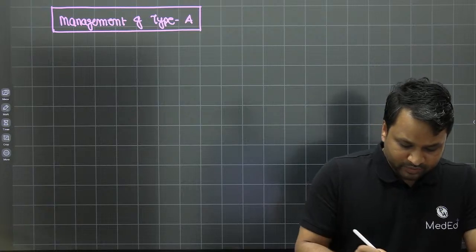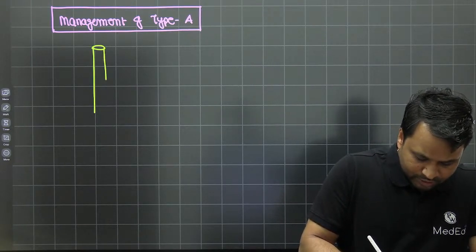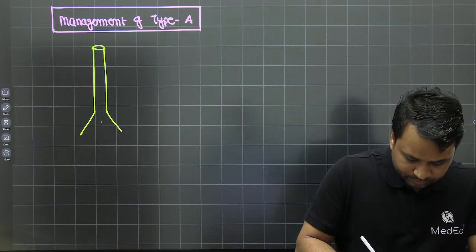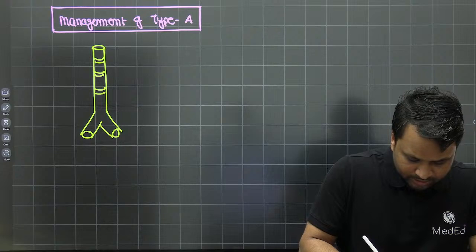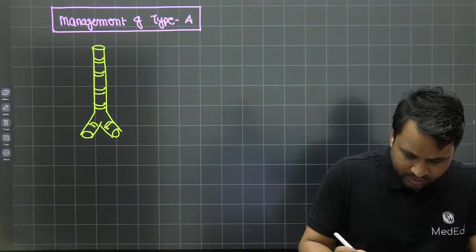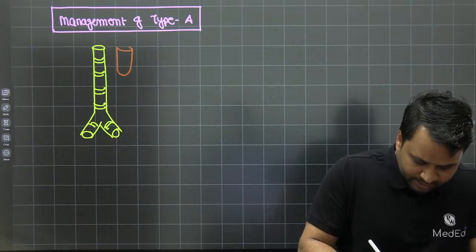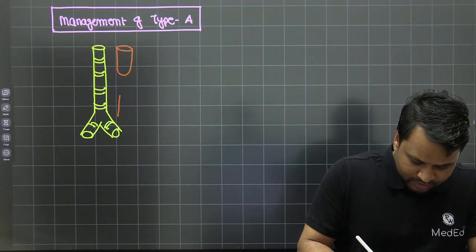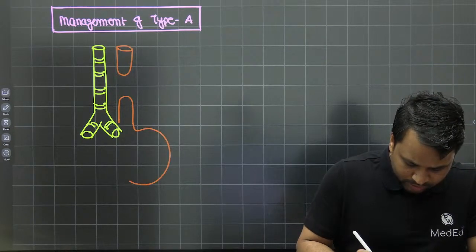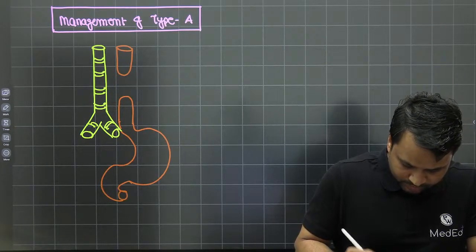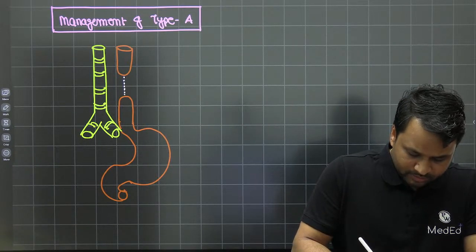So what do we mean by the extent of the atresia? If you take this as the representation of the trachea, and let's say this is the esophagus, which is having the atresia, and this is going to be in continuity with that of the stomach, right? Now, the objective here is the distance between the two segments.